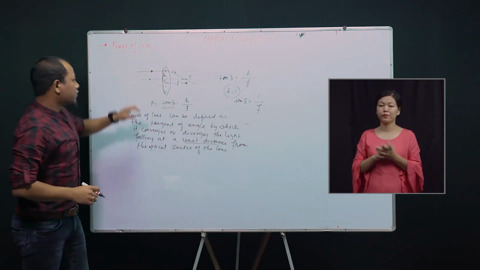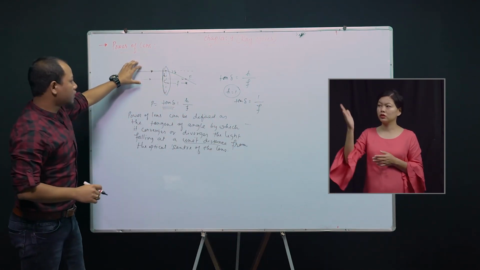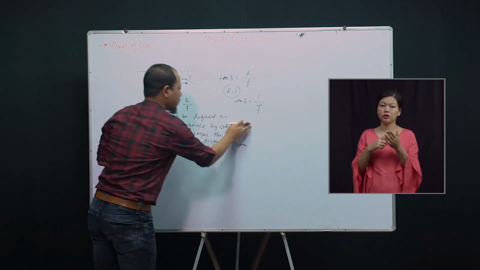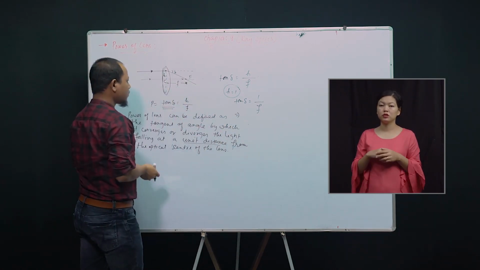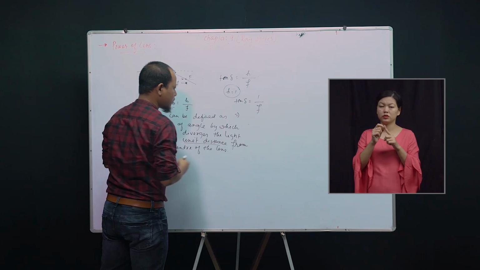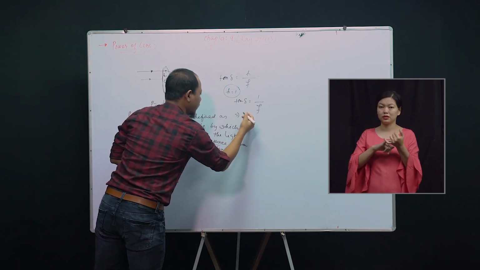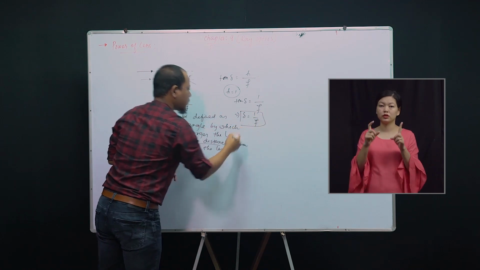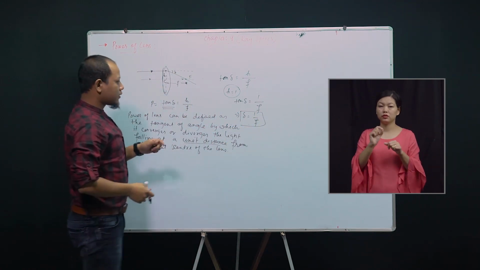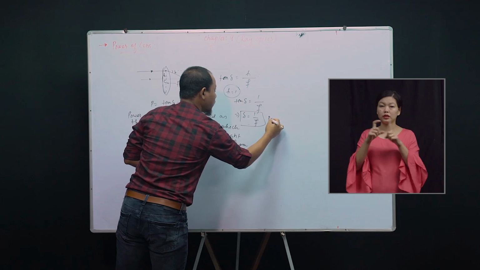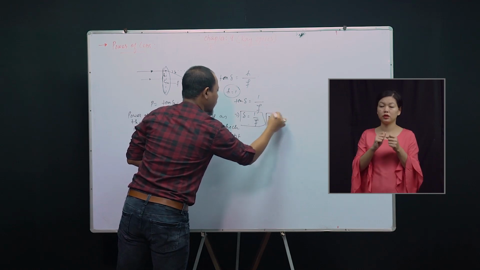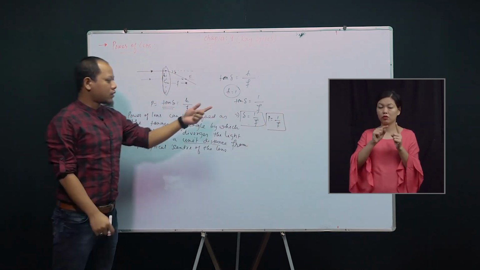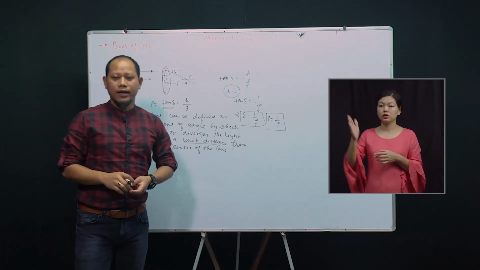Again, these rays are paraxial rays, which are very close to the principal axis. It means that angle delta is very small. So in place of tan delta I can write delta, equal to 1 by f. This is the expression for power of lens, and replacing delta by P, we get P equal to 1 by f.